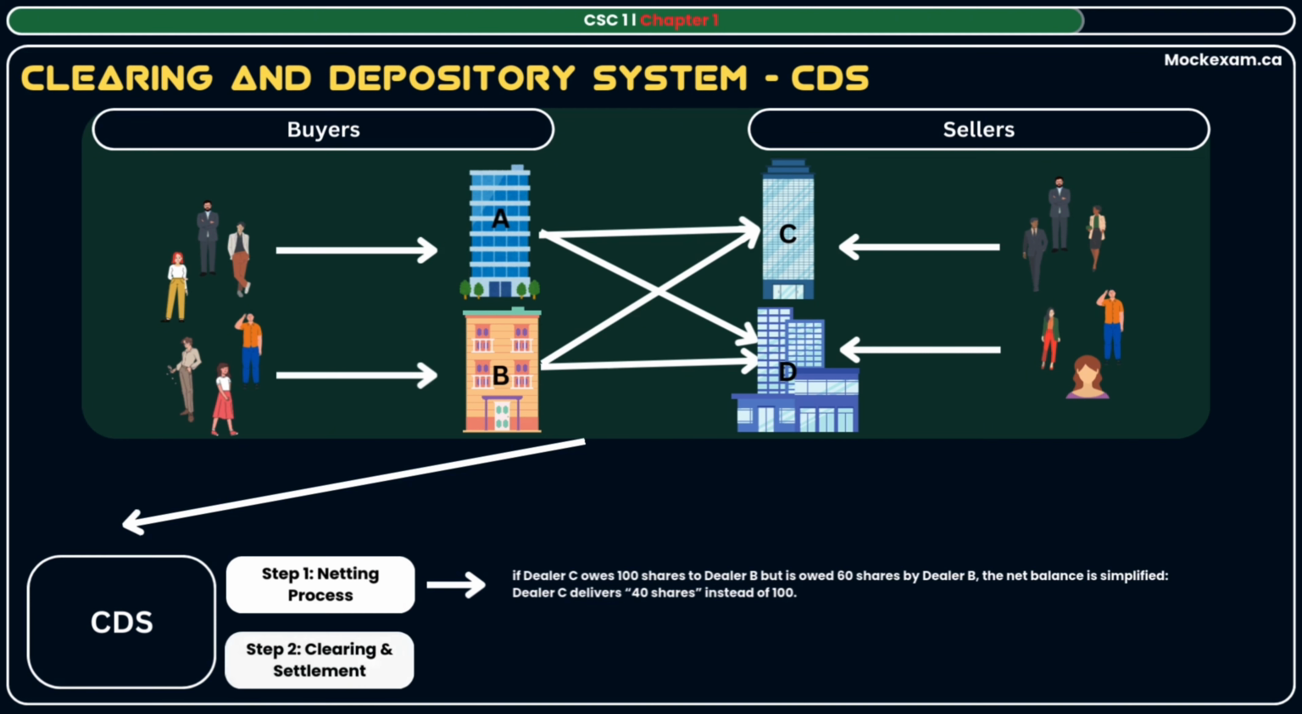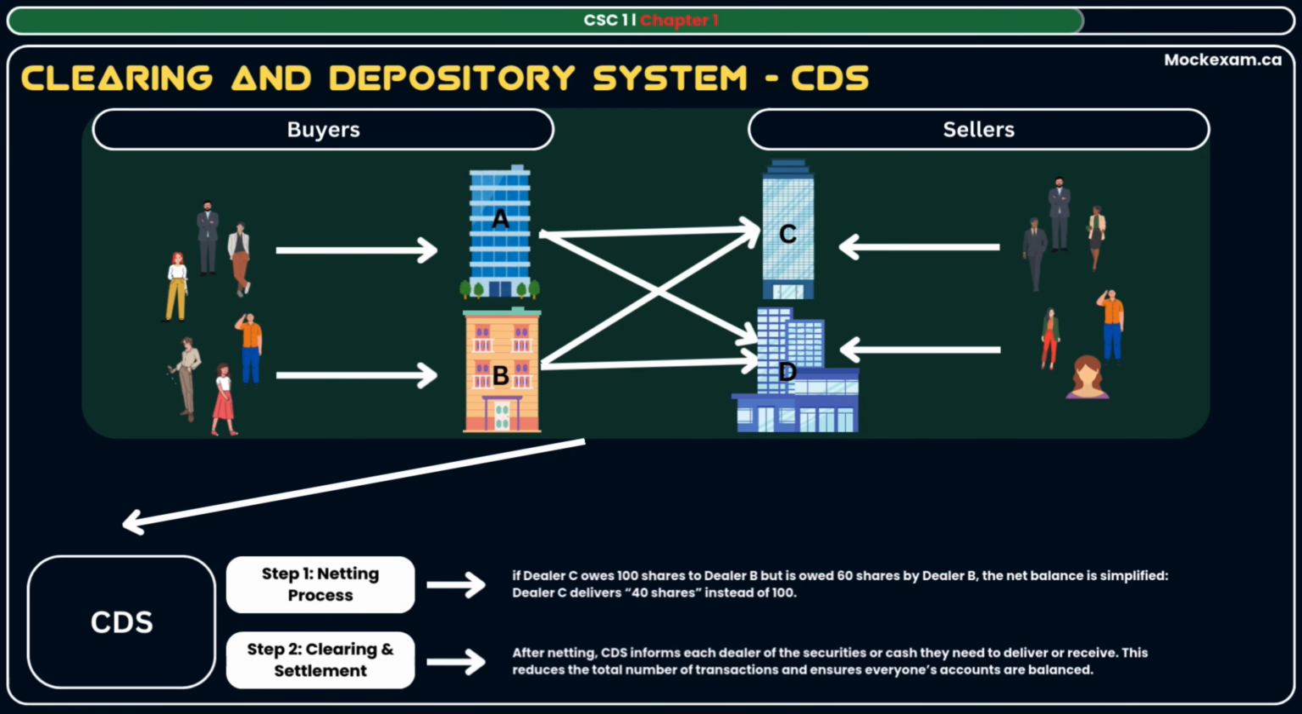Step number two, clearing and settlement. After netting, CDS informs each dealer of the securities or cash they need to deliver or receive. This reduces the total number of transactions and ensures everyone's accounts are balanced.